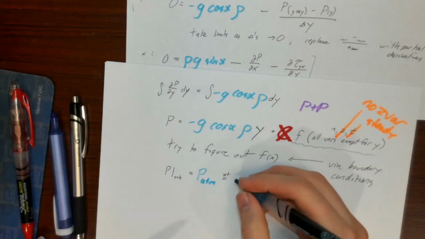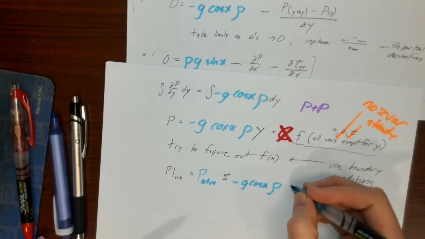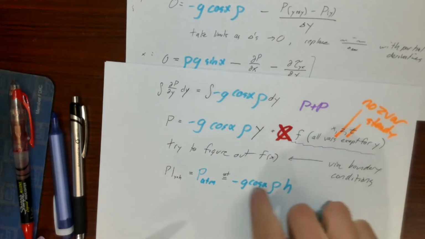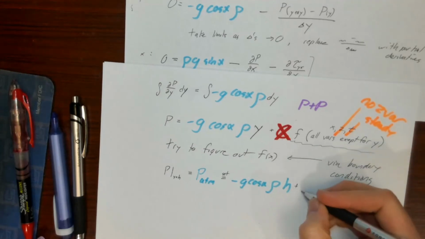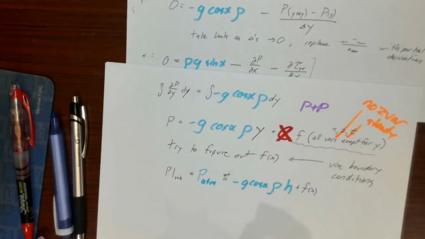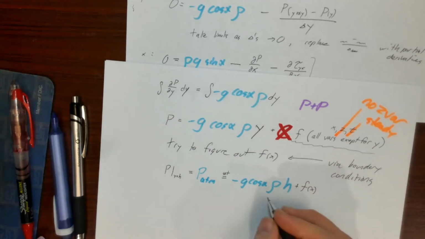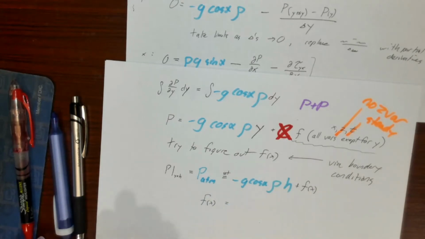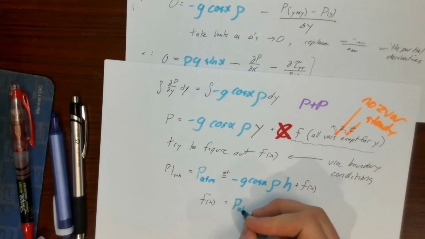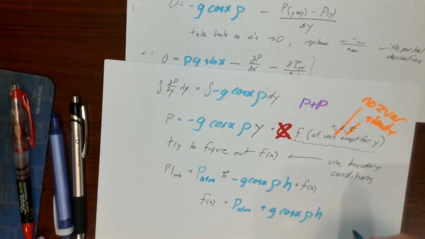So what does that mean? We get minus g cosine alpha rho h, where we've subbed in y equals h, plus our as yet unknown function of x. Now, what does this mean? Well, we can solve this for f of x, and we can basically say f of x has got to be equal to atmospheric pressure plus g cosine alpha rho h.